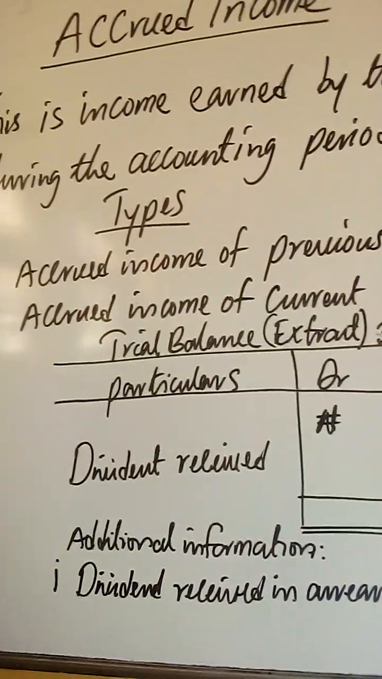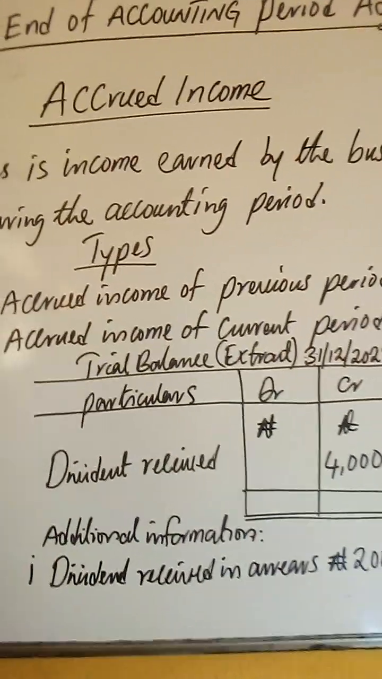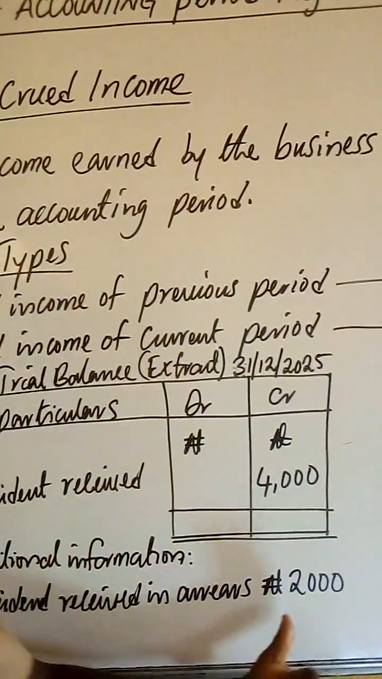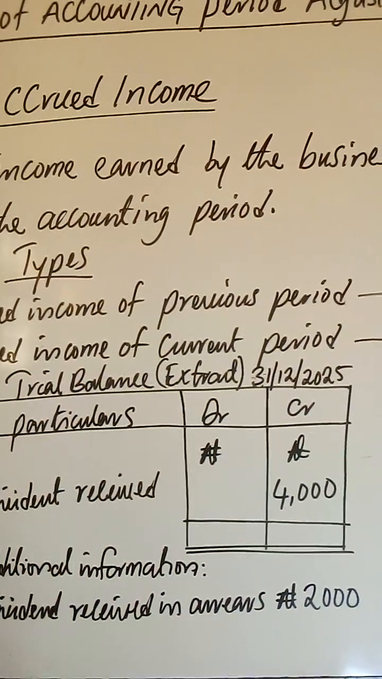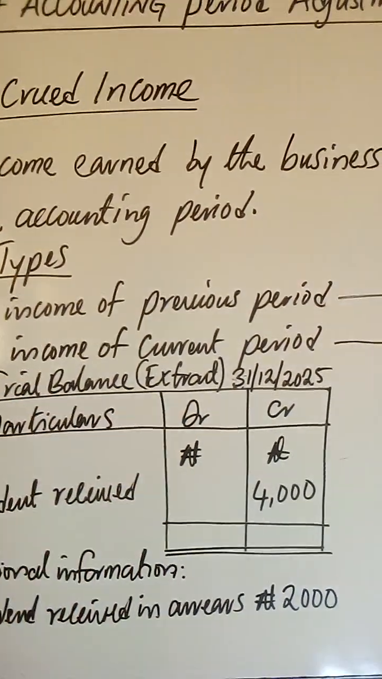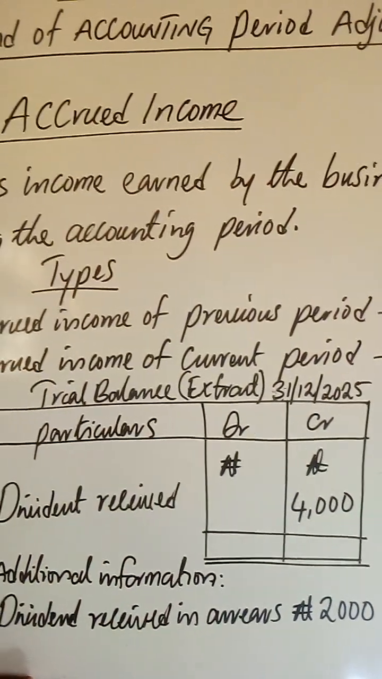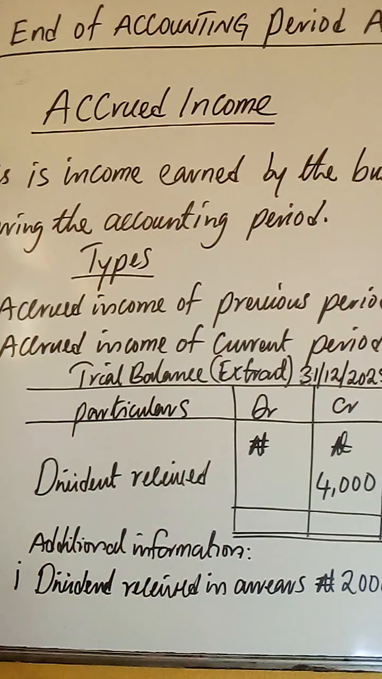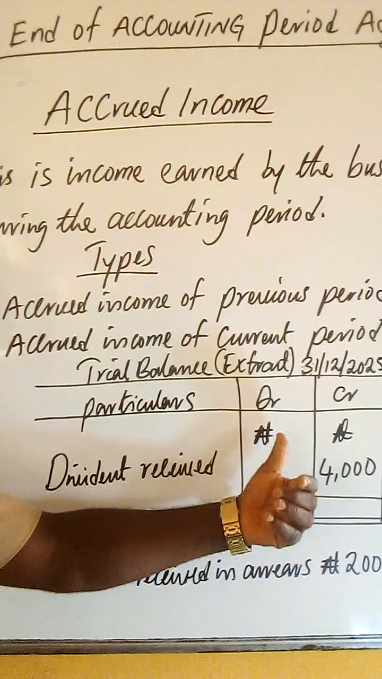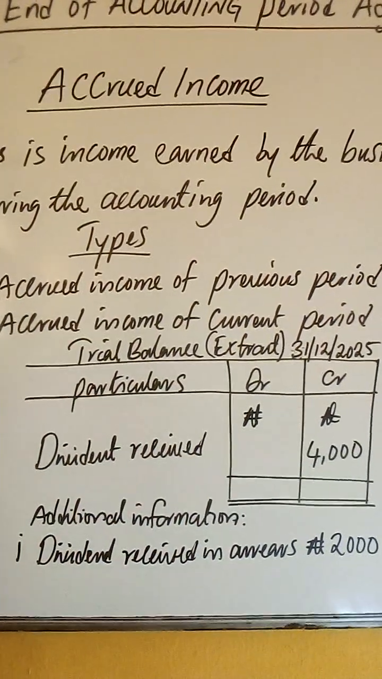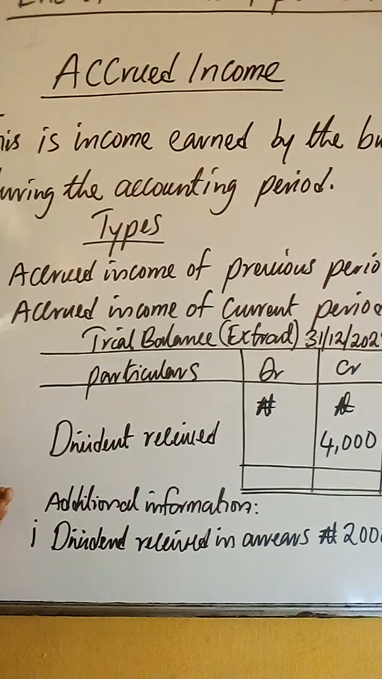But another situation will be where even nothing is received, and the whole amount will be in arrears, outstanding. But in this case, part of the dividend was received while the other part was owing. So how do you handle this type of adjustment?